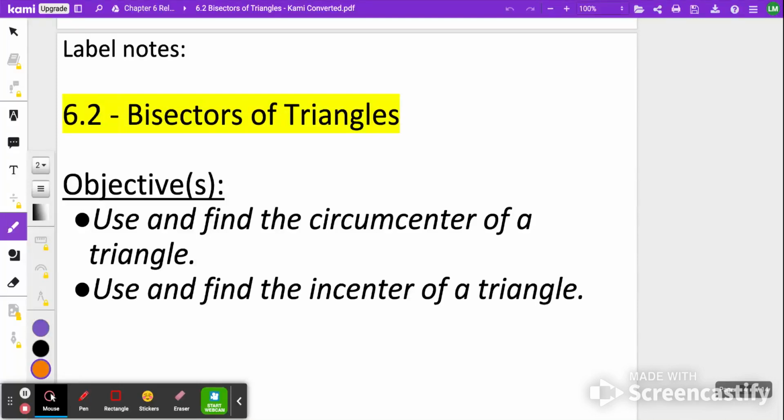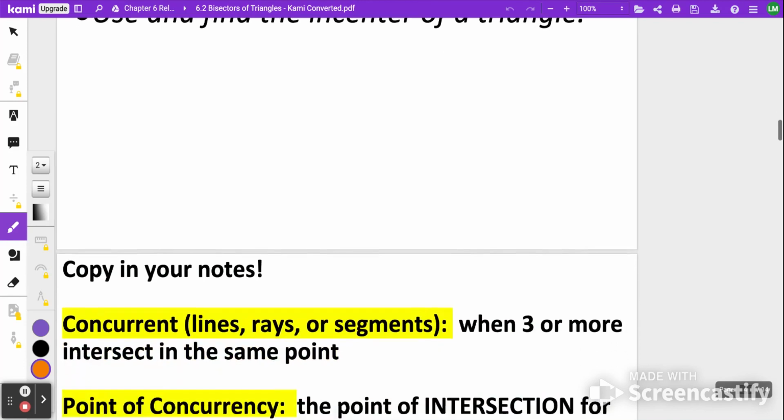Today we're going to be looking at lesson 6.2, which is bisectors of triangles. So what we're going to be able to do is find the circumcenter of a triangle and use it, and then also find the incenter of a triangle and use it.